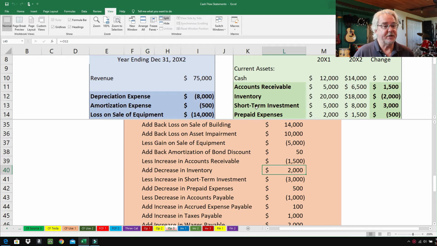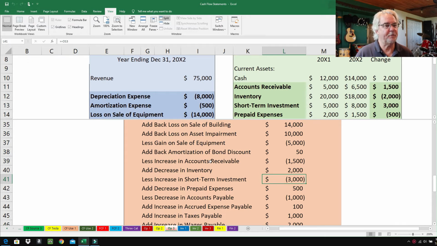Coming down to short-term investments, it was $5,000, now it's $8,000, an increase of $3,000. Now, in order to increase your short-term investments, you have to buy short-term investments, and whenever you buy something, that decreases your cash. So less increase in short-term investments, negative $3,000. And I hope you're seeing the pattern here, that when current assets go up, your cash goes down. And the opposite is true too. When your current assets go down, your cash goes up.